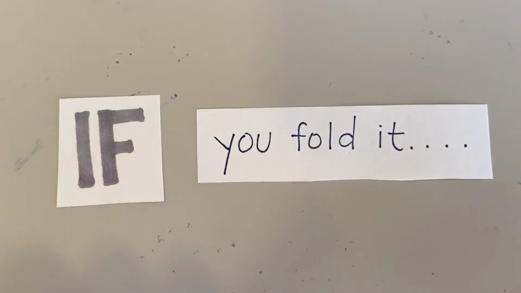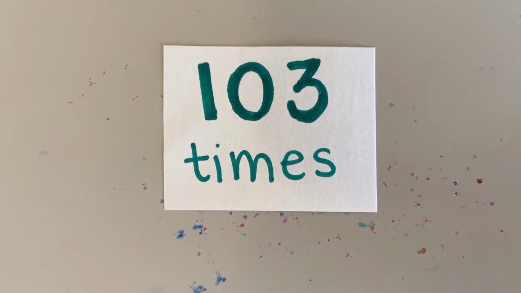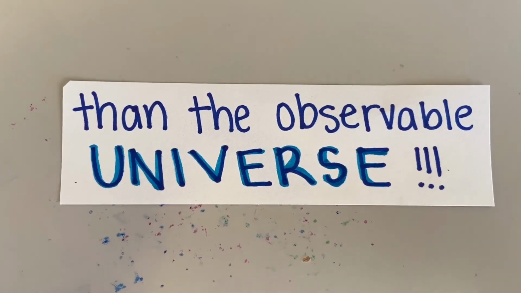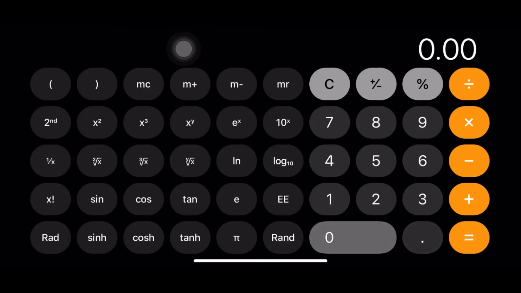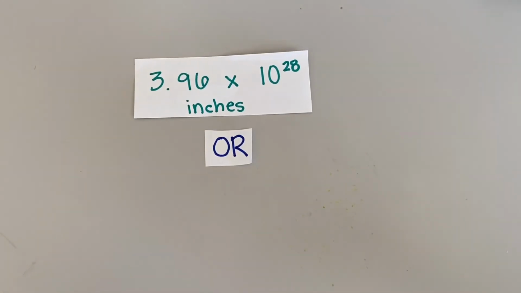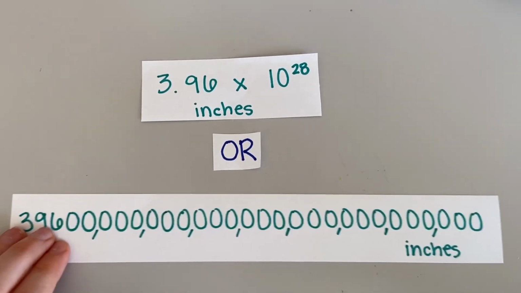The problem? If you do somehow manage to fold your piece of paper at least 103 times, the thickness of that piece of paper will be larger than our observable universe. Whoa, I know. So how is that possible? So if we do what we were doing before, we will start out with 0.0039 inches and then multiply it by 2 to the power of 103.